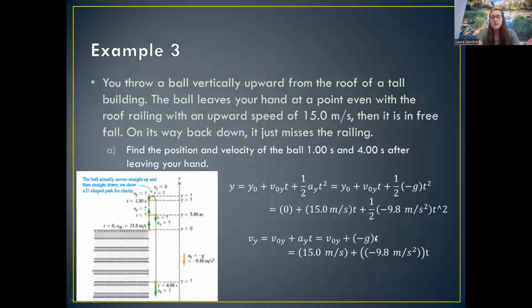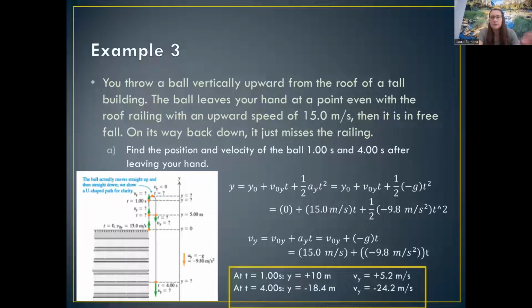So a similar equation that we used on Thursday for other problems as well, our y velocity, so our final velocity at any particular moment, is the initial velocity plus that acceleration times time. So there are the equations that we were setting up. Here we plugged in our times, 1 second and 4 seconds. We got our 2 position values, 10 meters and negative 18.4 meters, and our 2 velocities, positive 5.2 meters per second and negative 24.2 meters per second.